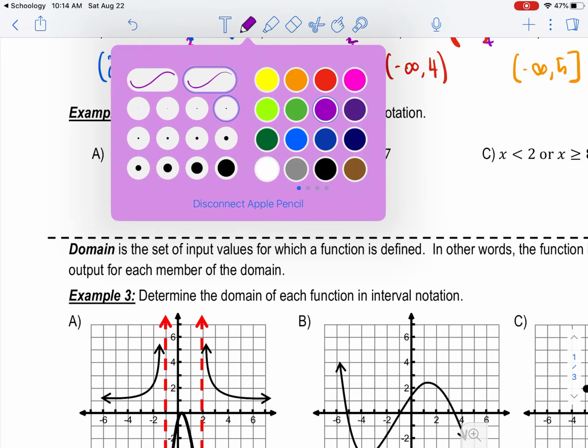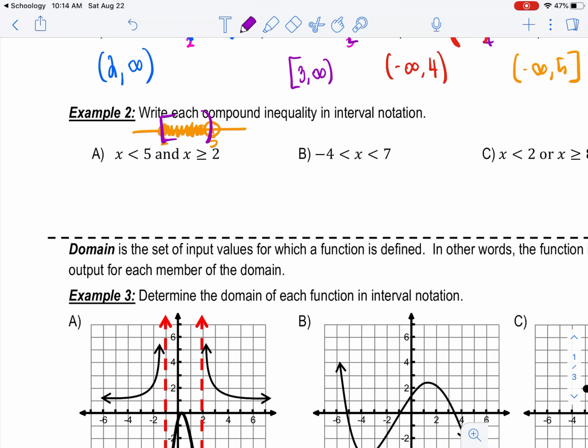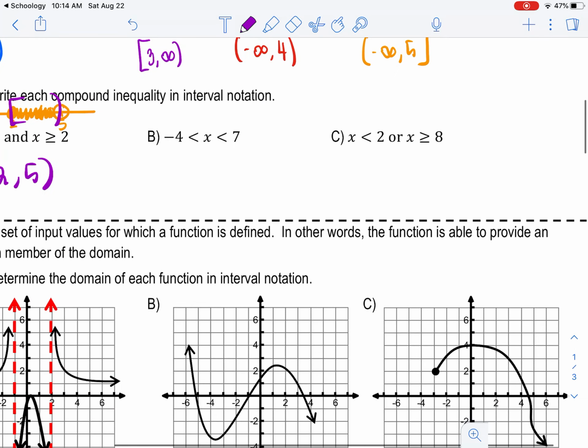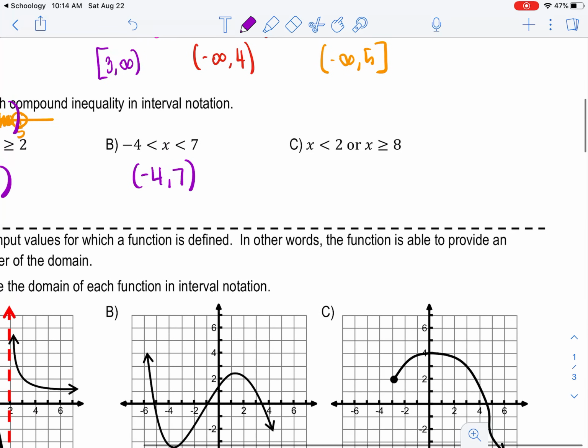So now I want to write this in interval notation. Here's the start. Here's the end. So it's from 2 to 5. This right here says x is in between negative 4 and 7. So this one's probably the easiest one for me to do. It's in between negative 4 and 7. Not including negative 4, not including 7.